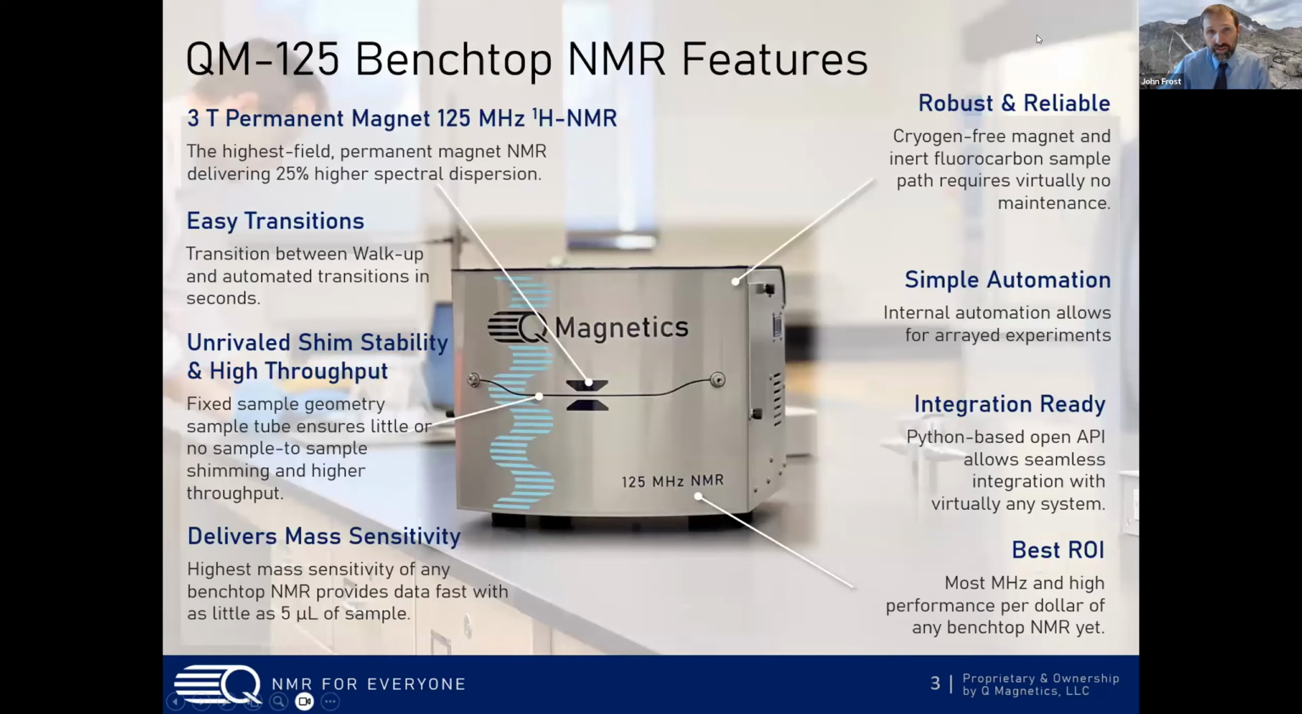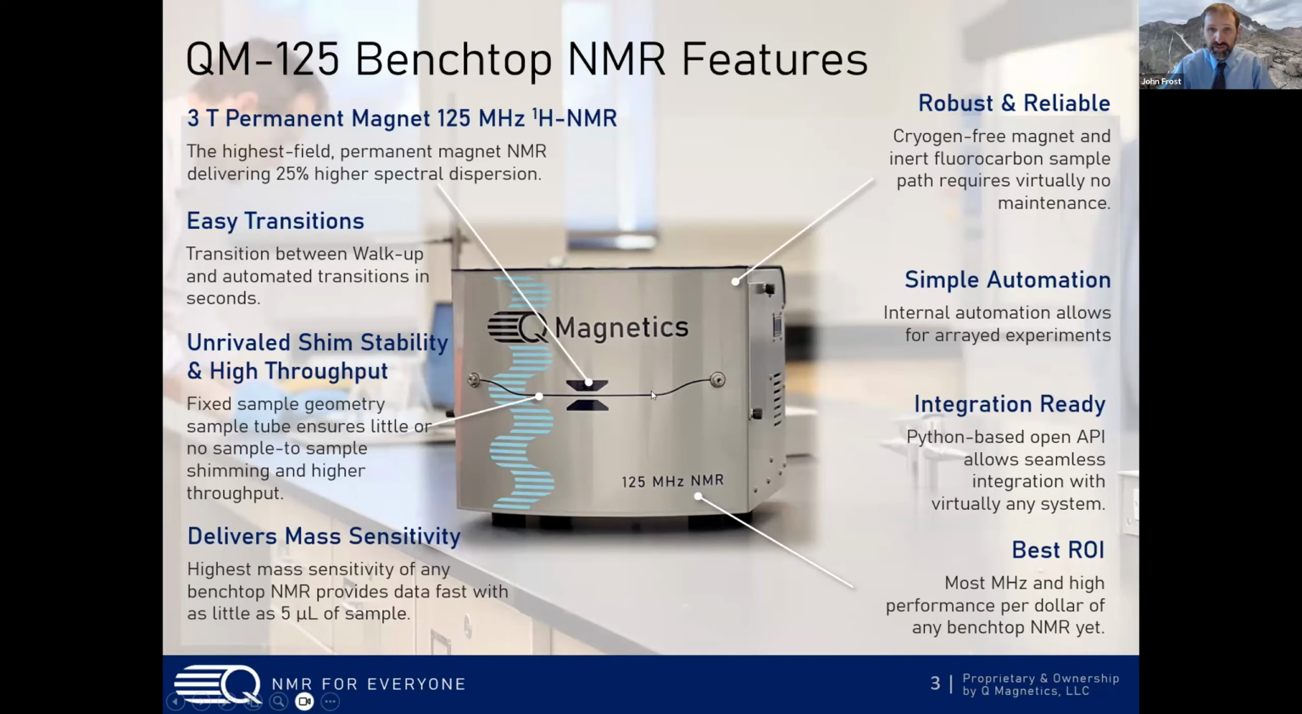So here's just a quick rundown of some of the features of our particular instrument. The instrument itself features a 3 Tesla, 125 megahertz magnet. One of the things that's really unique about our system is that we do not use 5 millimeter NMR tubes. Instead, the sample is introduced through one of these identical port plugs, and these use standard HPLC style fittings.